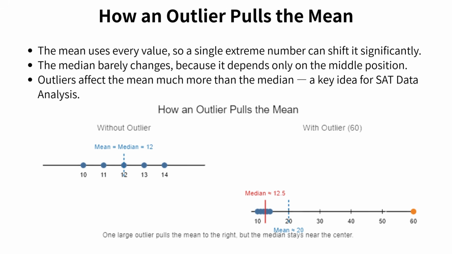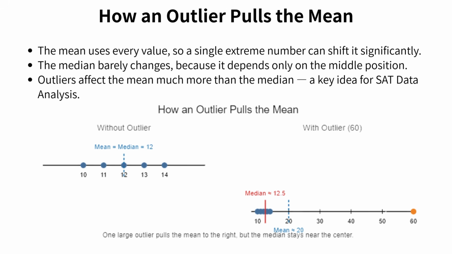Now look at the number line below. We take the same dataset and add a single outlier, the number 60. This one value is far from the rest of the data, and because the mean uses every value in the calculation, it gets pulled toward that extreme. The mean jumps all the way to around 20, a dramatic shift caused by just one value.